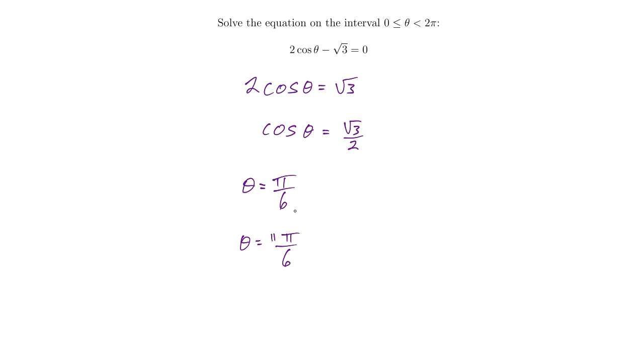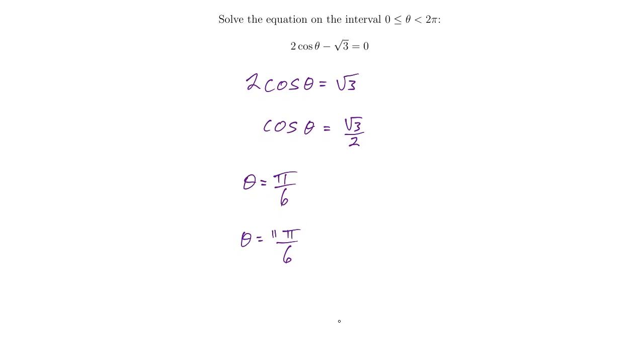And those are the only two angles between 0 and 2 pi that satisfy cosine of theta equals square root of 3 over 2. So here are my answers, pi over 6 and 11 pi over 6. And I've solved the equation. So it's really that easy. Now we can make it slightly more complicated if this angle is not just theta but something like 2 theta. So let's look at that now.